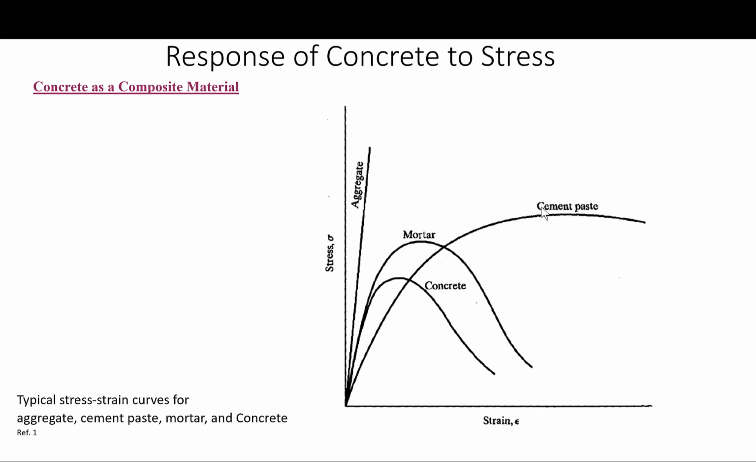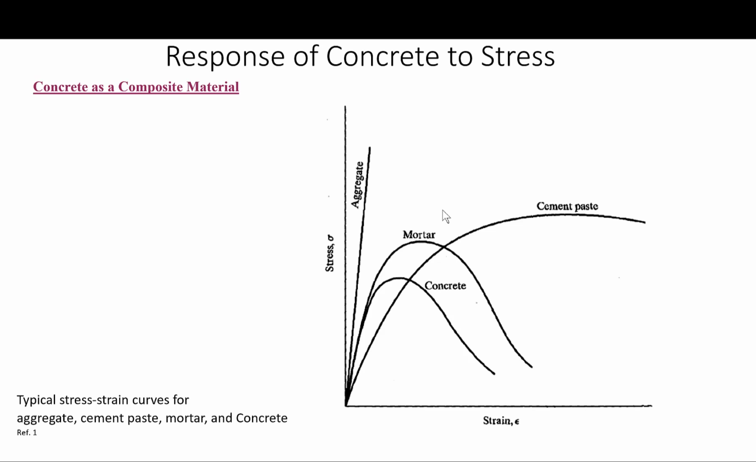All right, so the addition of fine aggregate to cement paste to obtain mortar results in an increase in the modulus of elasticity but a reduction in the strength, as you can see. Okay, so this is the cement paste, this is the mortar. We increased the modulus of elasticity, but the strength was decreased.